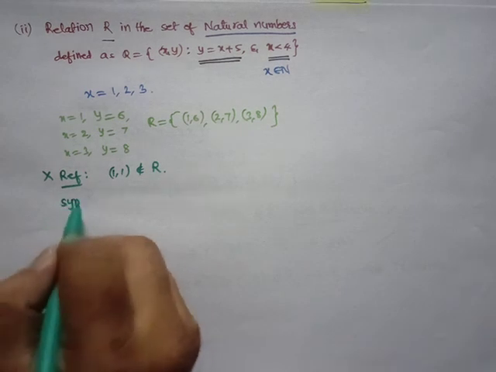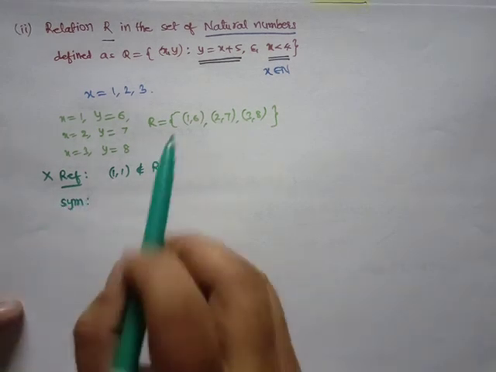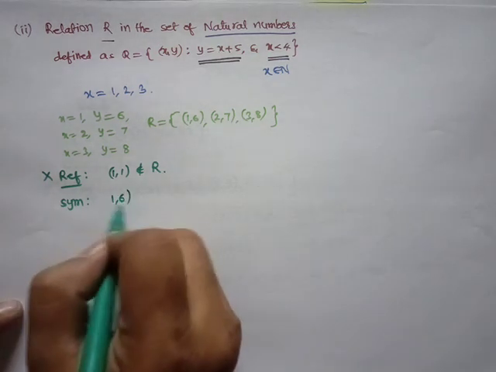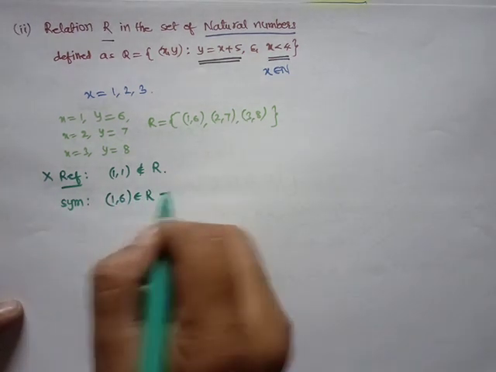And can we say it is symmetric? (1, 6) is present here. Whether (6, 1) is present? (1, 6) belongs to R.